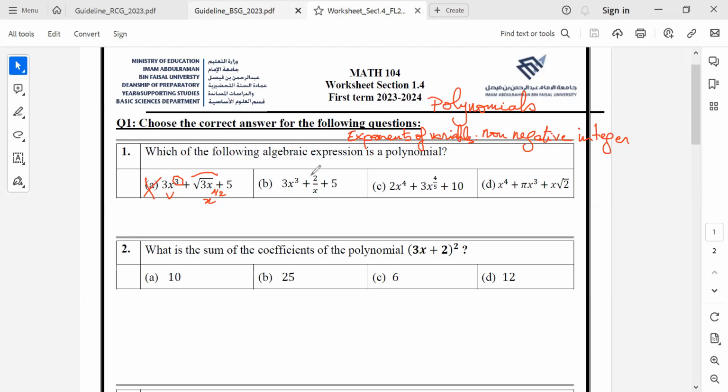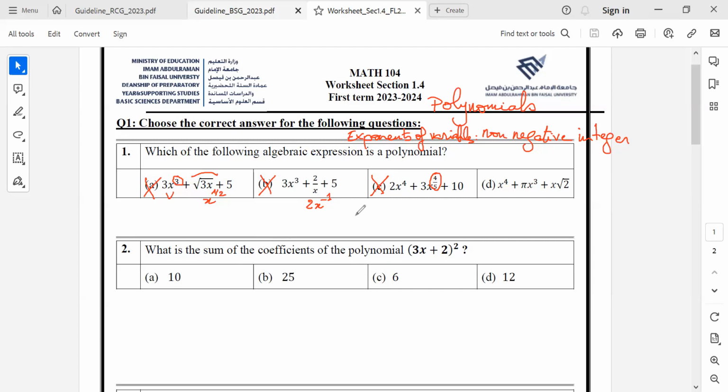Here also we have this term 2 over x, which we can write as 2x exponent -1. So this expression also doesn't represent a polynomial. Here the same, the exponent is a rational number, it's not a whole number, so this is not a polynomial.